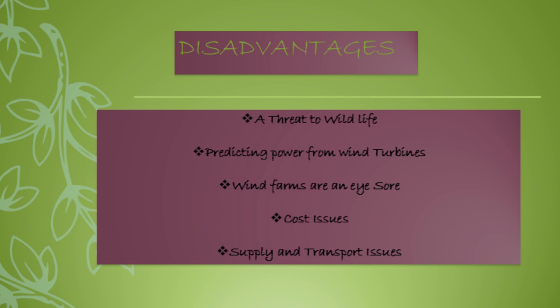Another disadvantage is that of predicting power from wind turbines. One of the major problems with wind power is the unpredictable nature of the raw material, which in this case is wind. While traditional power stations can control their production at will, wind turbines depend on the local air currents to keep production continuous. When the air is still, blades do not turn and the power production drops to zero.